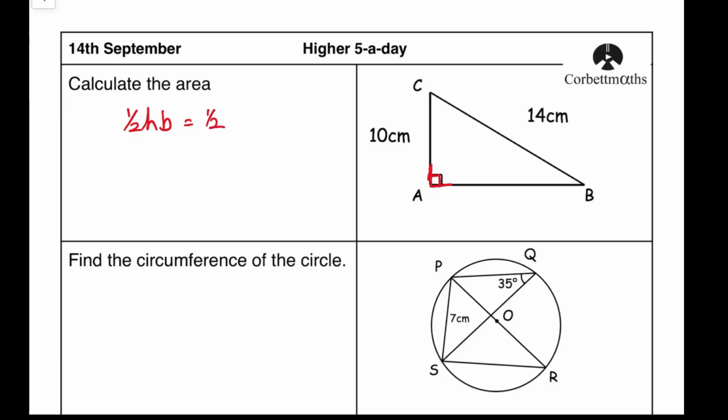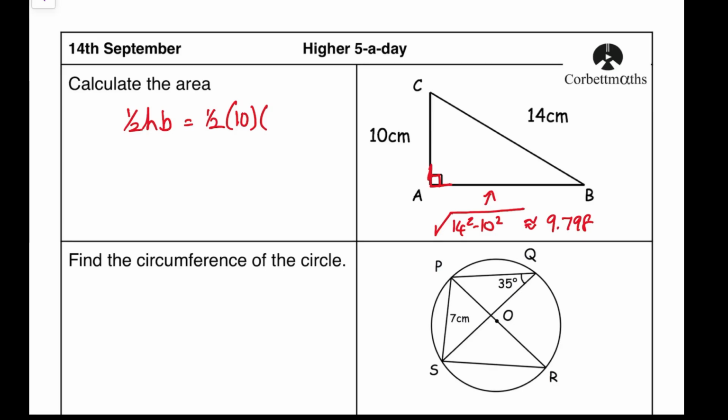So it's going to be a half times the height, which is 10, times the base. Now, this is where the question gets clever. I don't actually know what the base is, do I? So I'm now using the other thing that I know, which is Pythagoras, which tells me that this here is going to be 14 squared minus 10 squared, square rooted, which is 196 minus 100 square rooted, which is approximately 9.798. So that's slightly harder than it felt like originally.